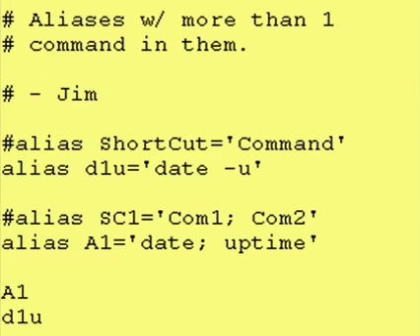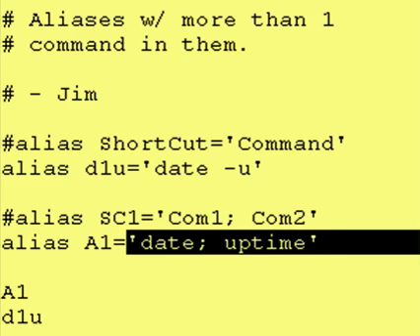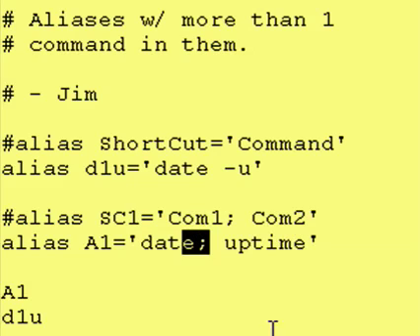So once again, if you want to define an alias to be equal to more than one command, just put the commands there and separate them with semicolons. And of course, you could put three commands or four commands, but in between each command, you just put a semicolon.